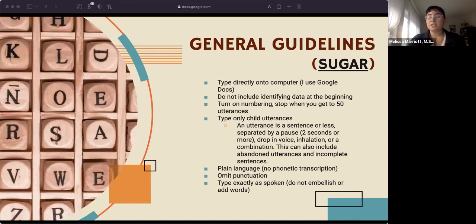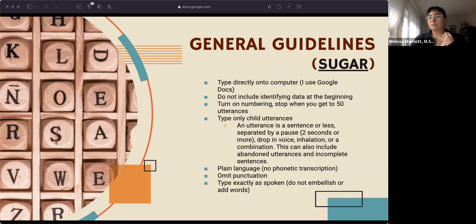I don't include any identifying data. I don't include a name. I don't include any of that. All I do is turn on the numbering function and just start typing the child utterances only, and then stop when I get to 50. If I'm noticing that at the beginning, they were slow to warm up and were using a lot of single words or saying things like, yeah, I don't know, and then towards the end, there was a lot more complex language, I might go a little bit past 50 and then delete out the first 10 utterances or whatever to make up for it.